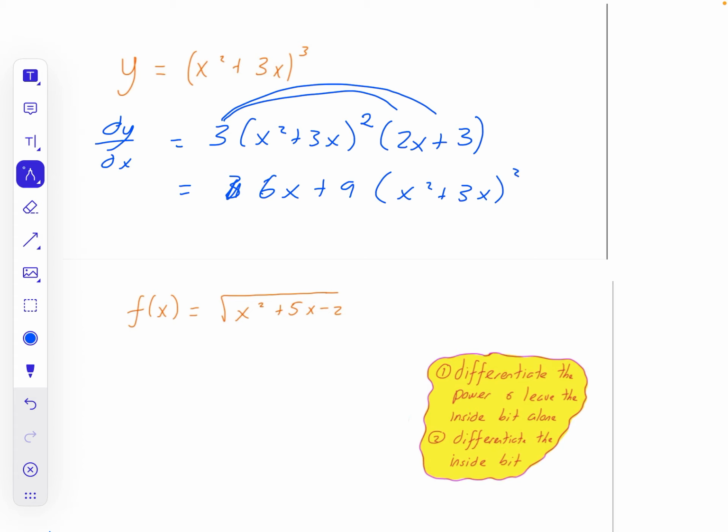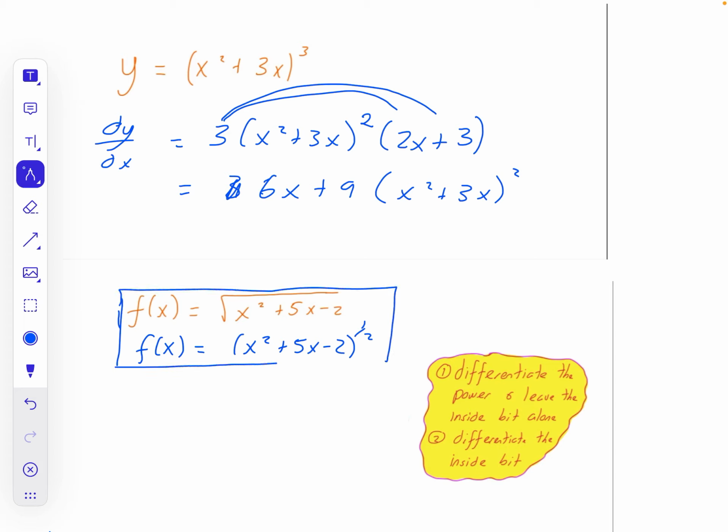Next example now, it looks a little bit harder. There's one key bit of information that you need to know. Anytime you have a square root, and you would have seen this in your study of indices, that's the same thing as to the power of a half. I'm not differentiating now, I'm just making it look a bit more manageable: x squared plus 5x minus 2 to the power of a half. I haven't changed it. All I've done is write down the question again, but I have made it into something I can differentiate.